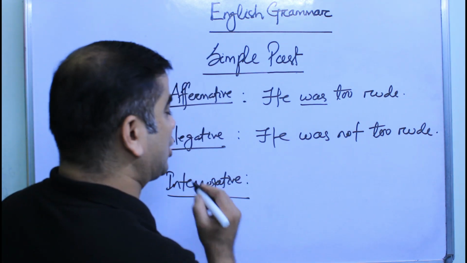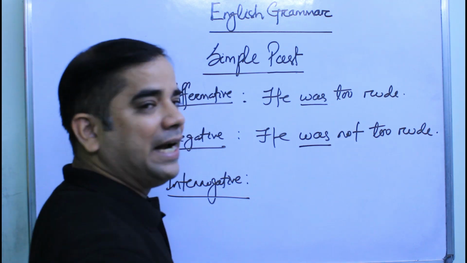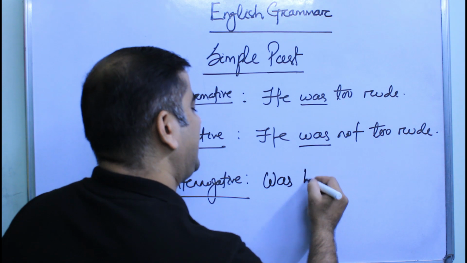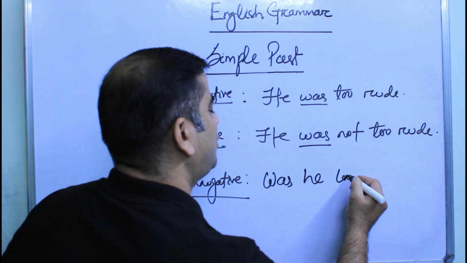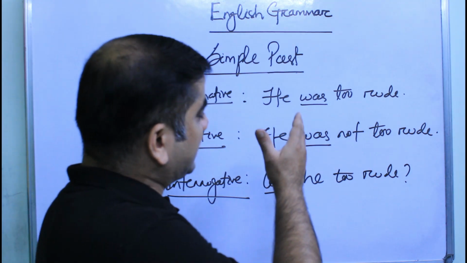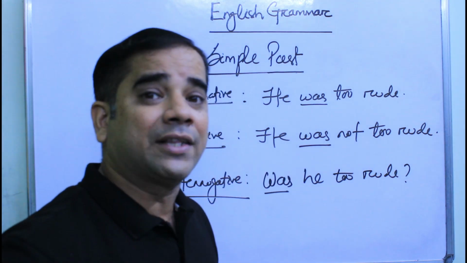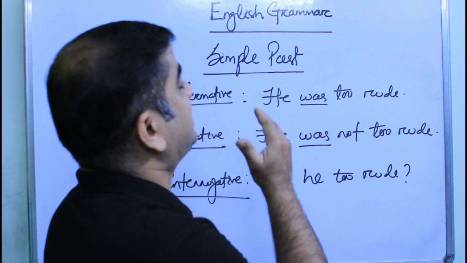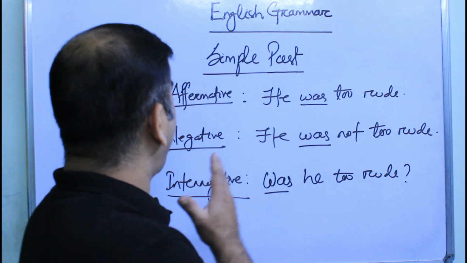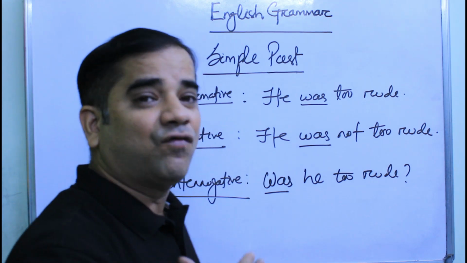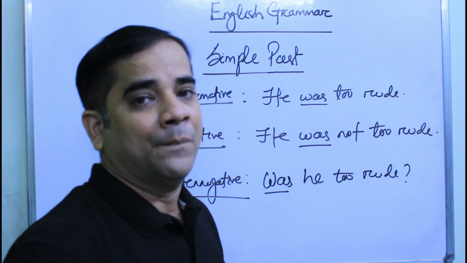Okay. In case of interrogative, what we need to do? We need to place was at front. Was he too rude? Here you can see that though was is not the helping verb in this case, it is the main verb of the sentence. But while forming the negative and interrogative sentence, we need to follow the same formation of the verb.